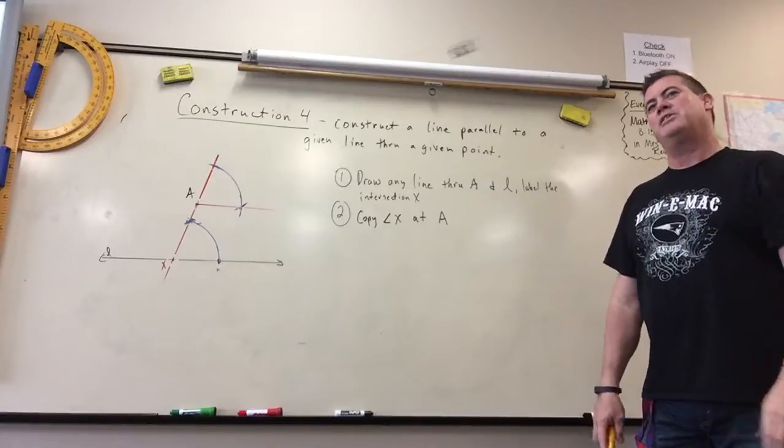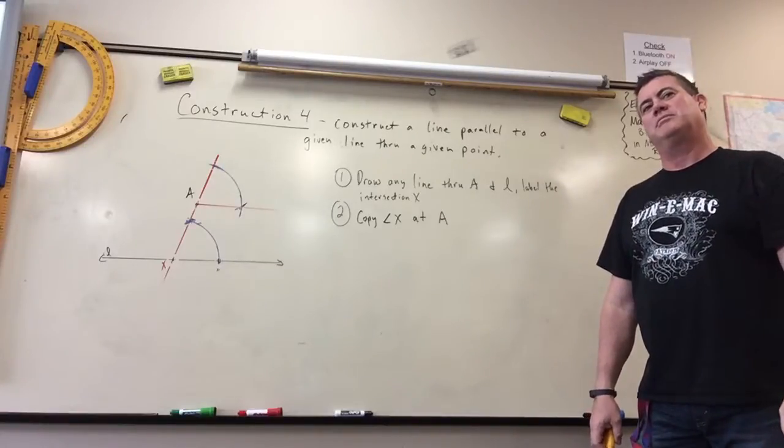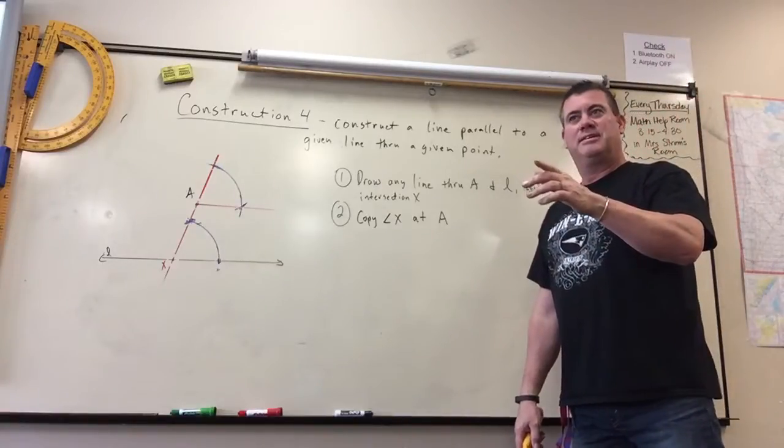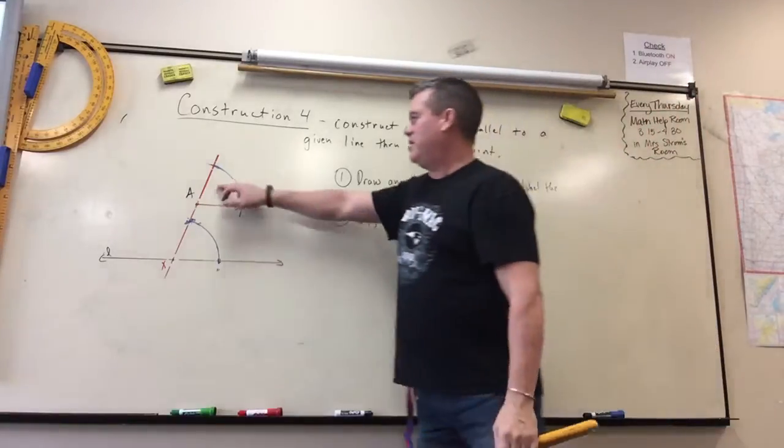Why are these two lines parallel? Because the angle's the same angle. Corresponding angles are congruent.